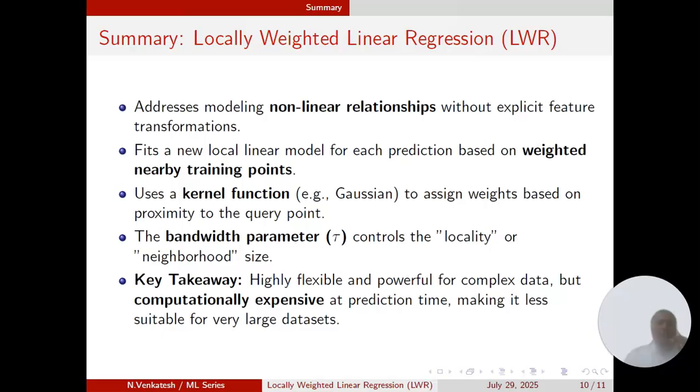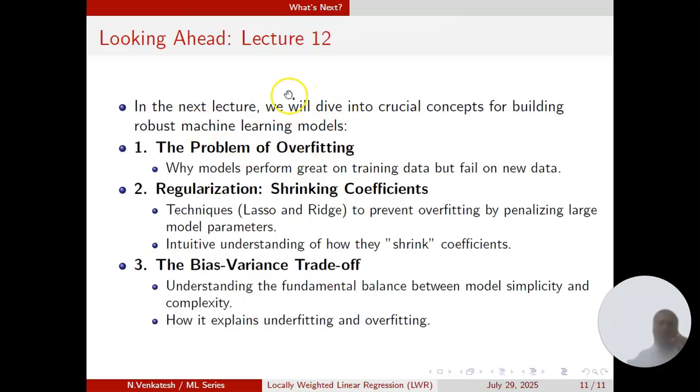It fits a local linear model for each prediction based on the weighted nearby training points, but it is computationally expensive. That is one of the issues. In the next lecture, we will see how to implement it. After that, we will see what overfitting is and how to solve overfitting by using regularization techniques. We will also discuss what the bias variance trade-off is in machine learning. Thank you.